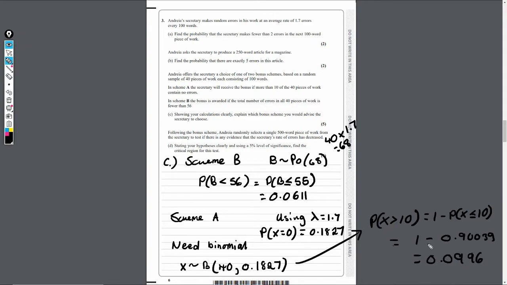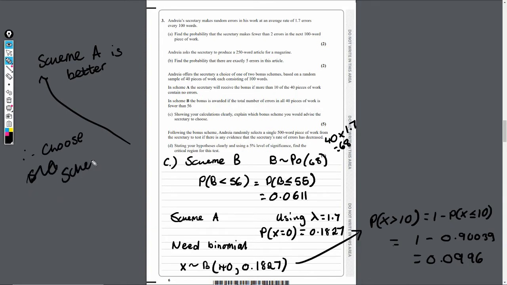And then if you do this on your calculator, what you'll get is 0.0996. Okay. Well, which of these probabilities is better? Well, this would be 6.11. This would be 9.96. So therefore, scheme A is better. So therefore, choose scheme A. So that's better probability. So we choose scheme A.